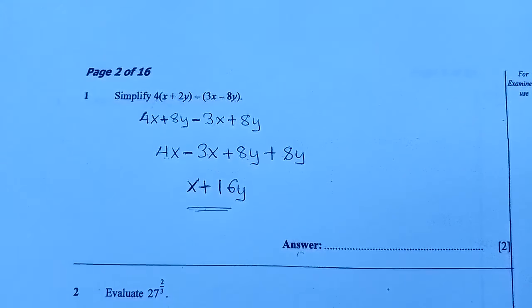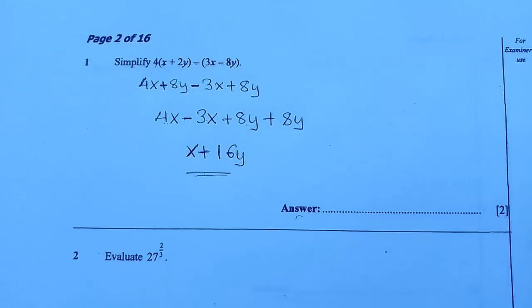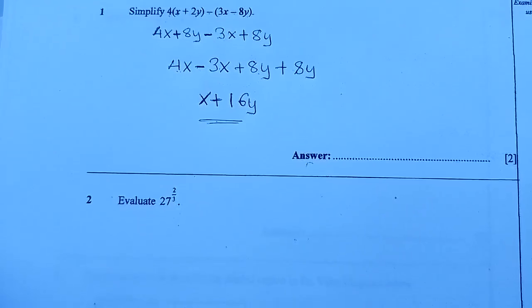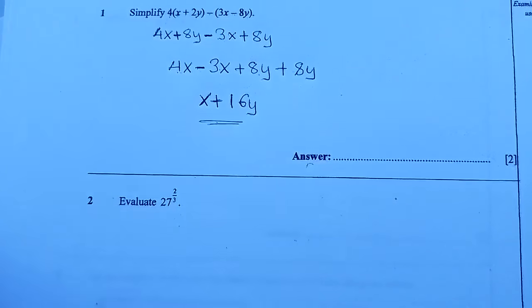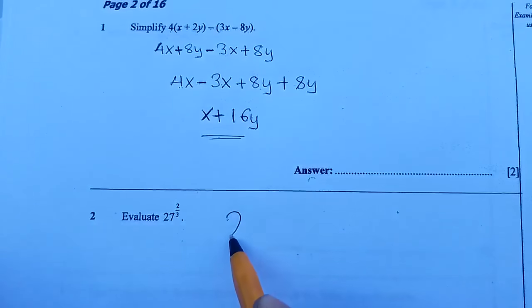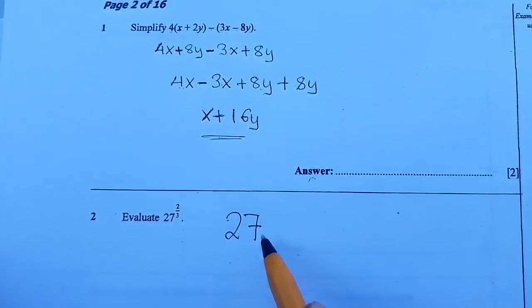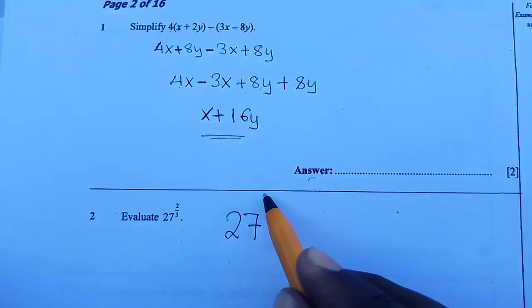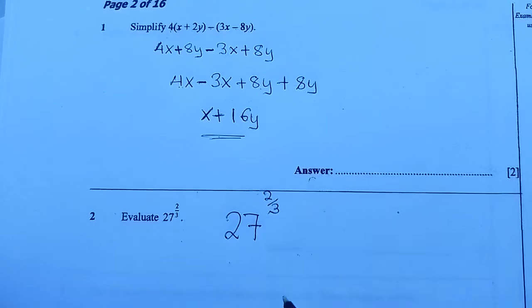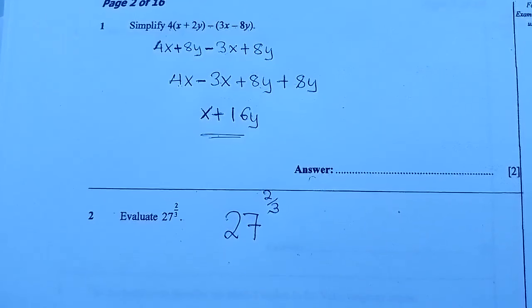Let us move to question 2. Hope you are able to see how question 2 is. In question 2, you are told to evaluate. You are given 27 raised to the power 2 over 3. Then you are told to evaluate.